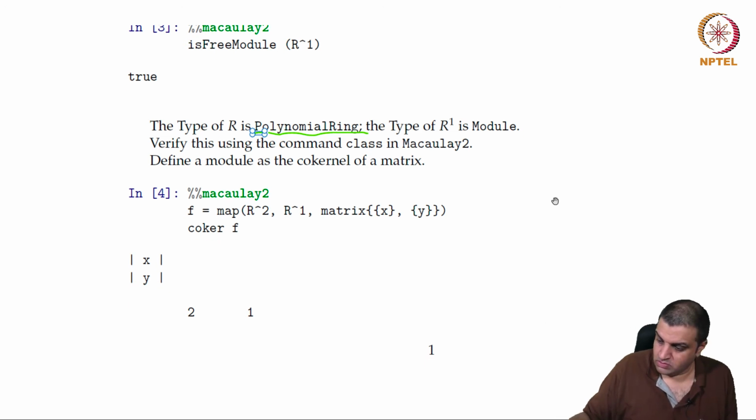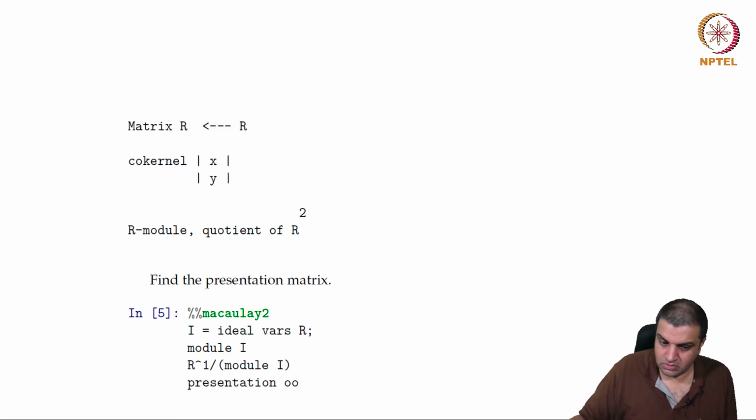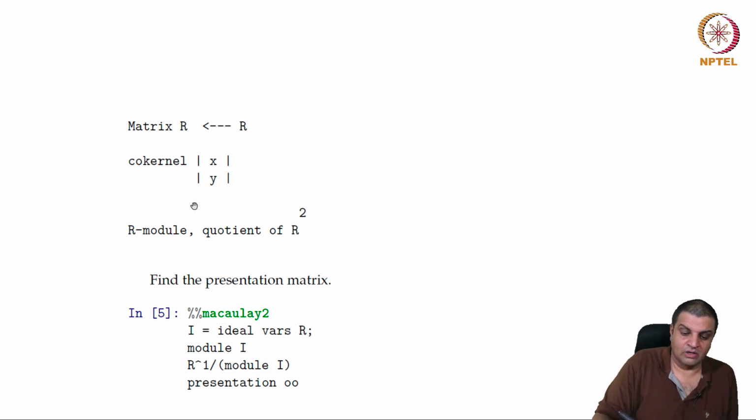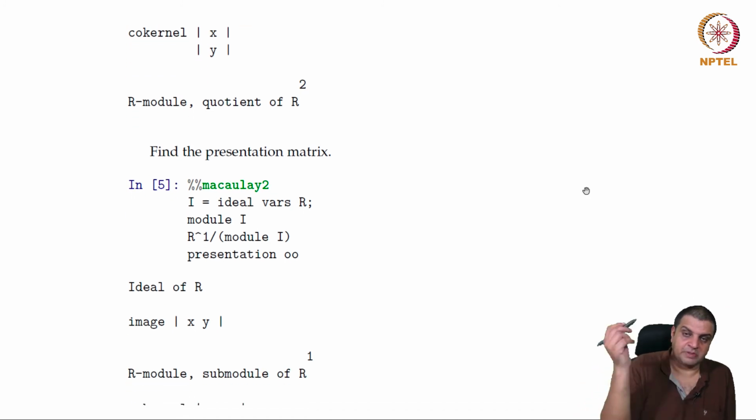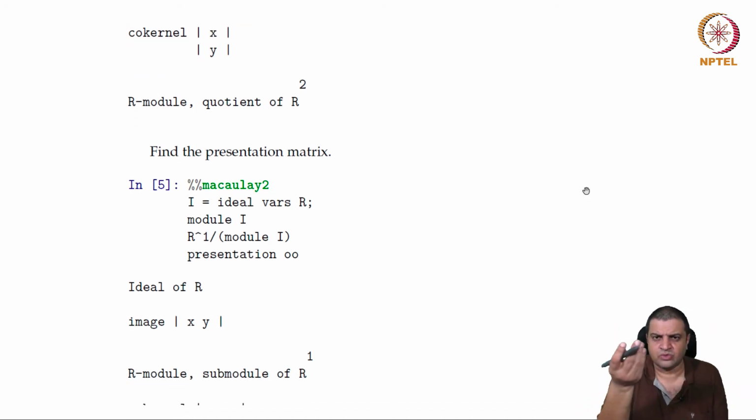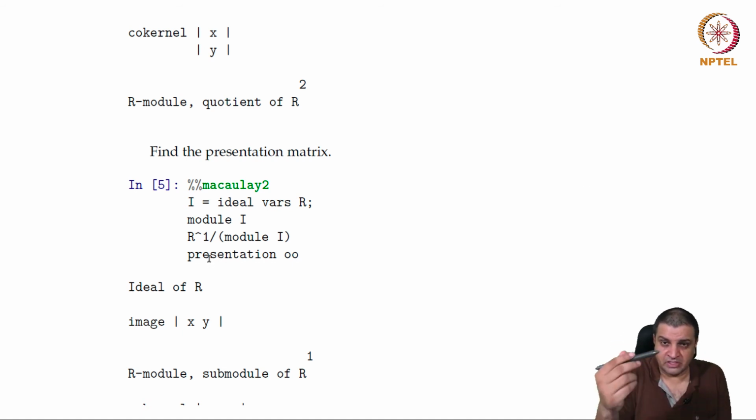And here it just constructed the cokernel of this matrix. Given a module, we can ask for its presentation matrix. These are over a Noetherian ring, so anything finitely generated is finitely presented, and it will tell us the presentation matrix.